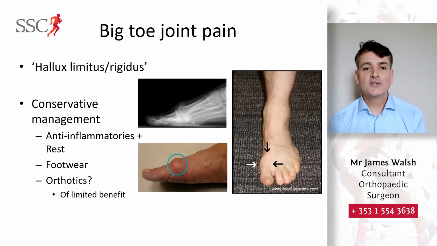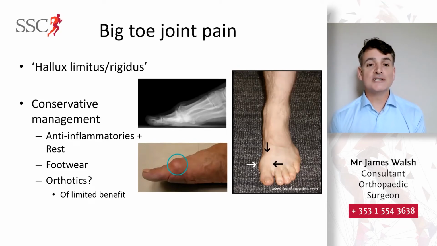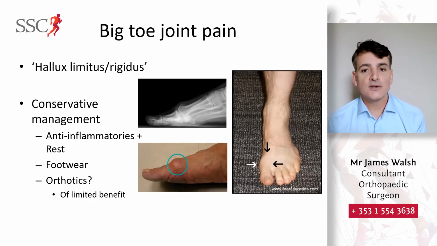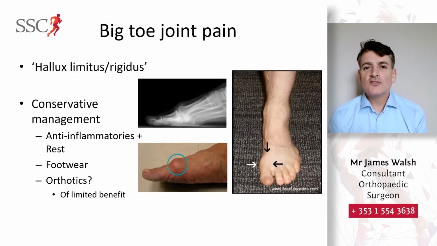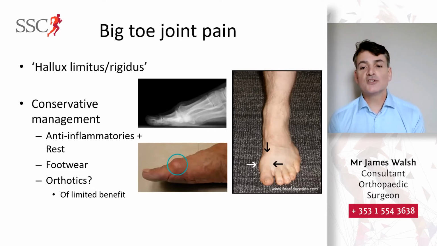So in terms of our final topic, we're going to talk about big toe joint pain, or first metatarsophalangeal joint pain. It's also called hallux limitus or hallux rigidus, because we like making Latin sounding names in medicine. The vast majority of these are treated conservatively using anti-inflammatories, rest, modifying your footwear. Orthotics can be of benefit, but in very limited circumstances. And you can see there the picture here. There's a big bony spur on the top of this toe with a big inflamed toe. And this is painful, particularly when anybody dorsiflexes or lifts up their big toe.